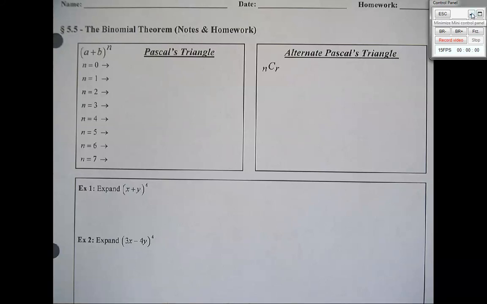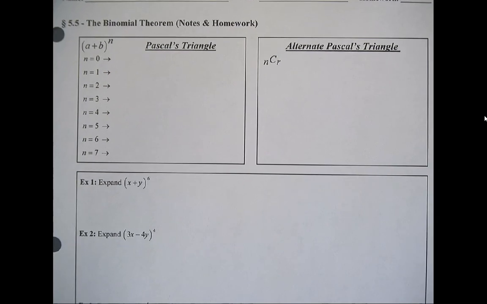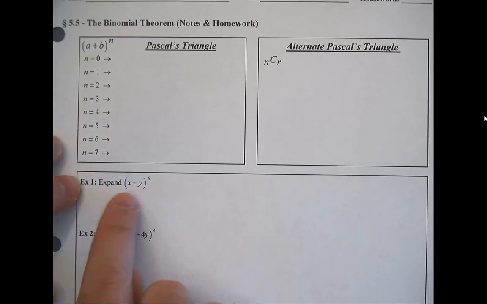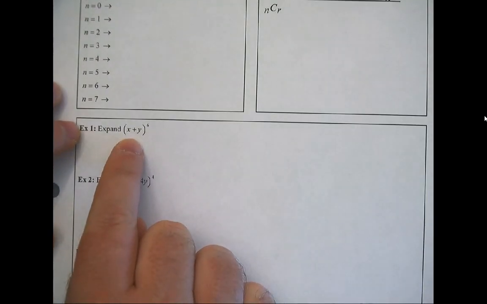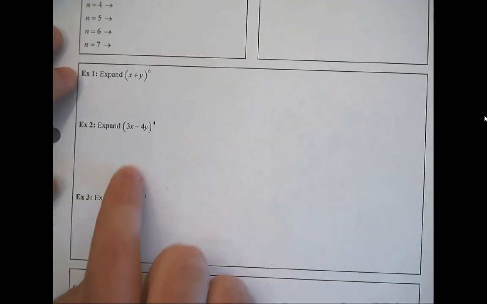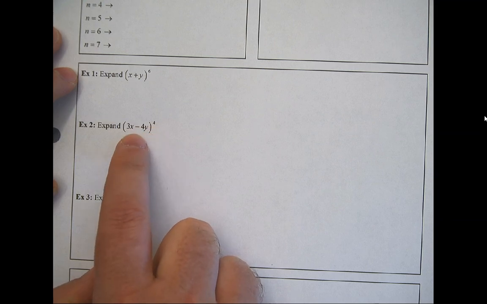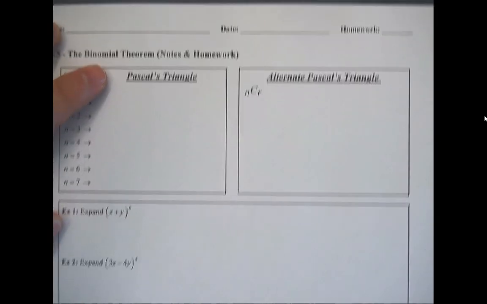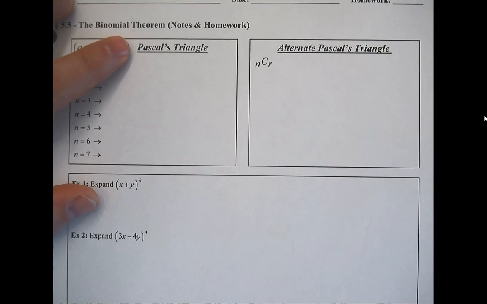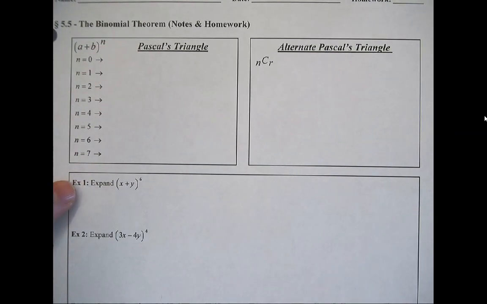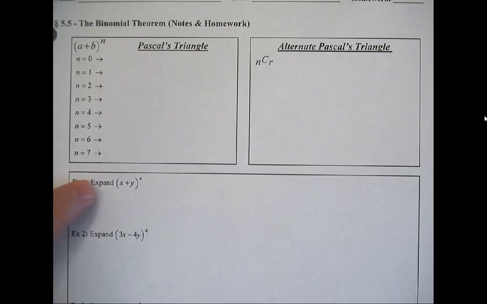Hey folks, today's topic is the binomial theorem. The idea behind the binomial theorem is that we do a lot of expanding of binomials, something like (x + y)^6 or (3x - 4y)^4. A guy by the name of Blaise Pascal came up with a trick that he found after he expanded these over and over and over again.